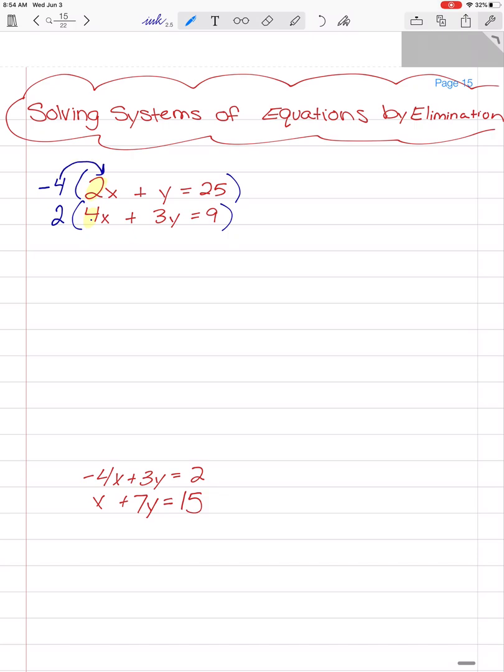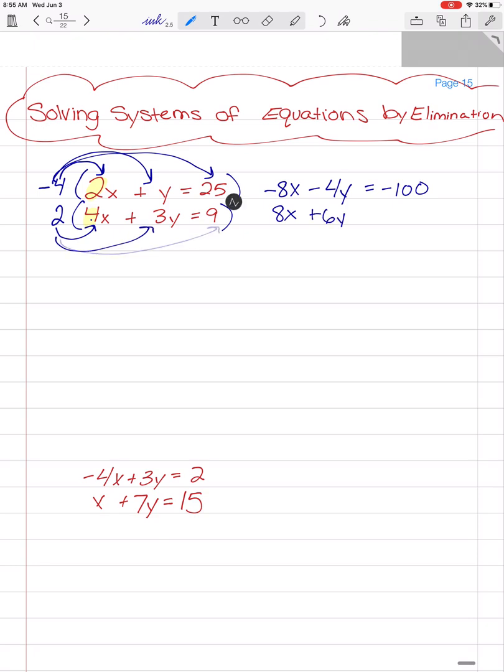Negative 4 times 2x is negative 8x. Negative 4 times y is negative 4y. Negative 4 times 25 gives me negative 100. So now I'm going to distribute on the bottom. All right, so there we have it.